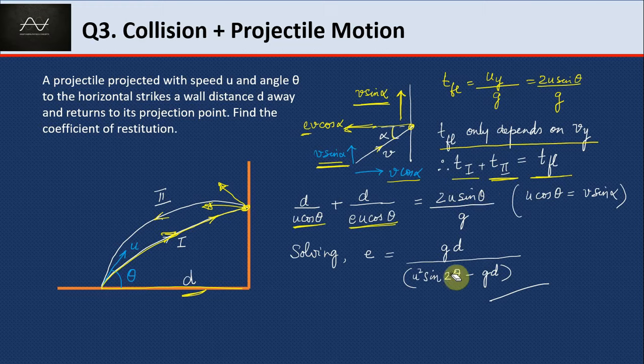And that is equal to the total time of flight, that is 2u sin theta by g. When you look at the horizontal component, that is u cos theta, and here it was v cos alpha, they have to be the same, right? So e v cos theta is actually u cos theta. That's what is used here. Now we have a simple equation in e. Solving, we get this answer.